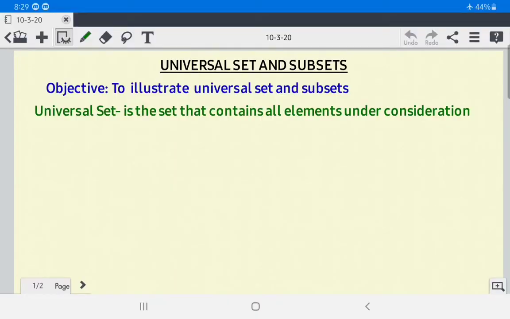Hello everyone, this video is all about illustrating universal set and subsets.